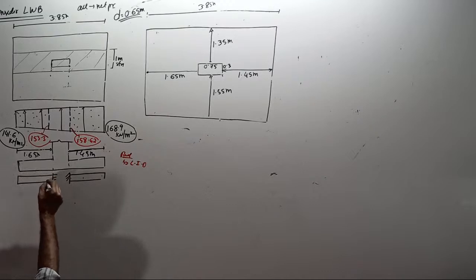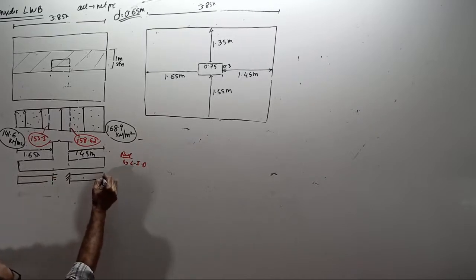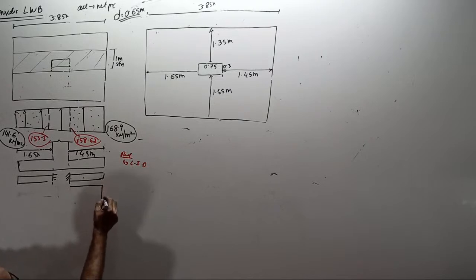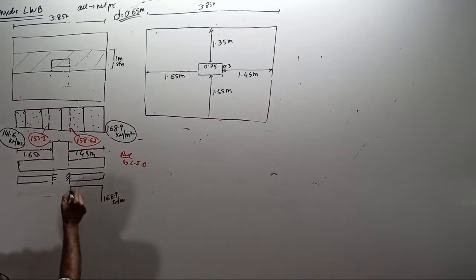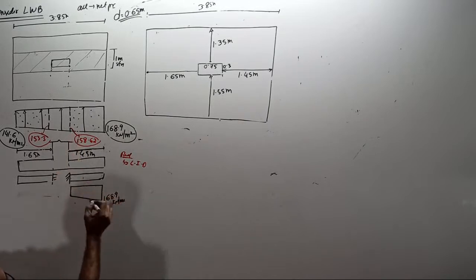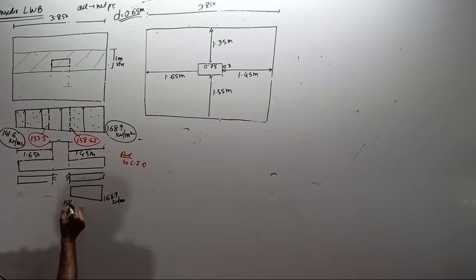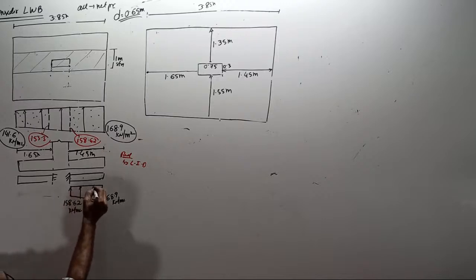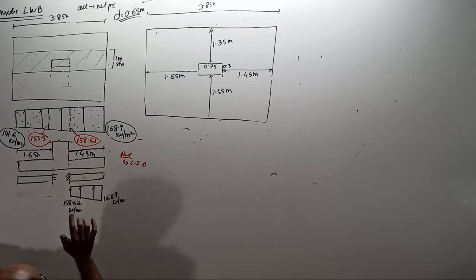Other cantilever is here. This is little bigger, this is smaller. For this cantilever, the pressure here is 168.9 kilonewton per meter square. And the pressure here is 158.62 kilonewton per meter square. This is the pressure variation for the right side cantilever of length 1.45 meter.